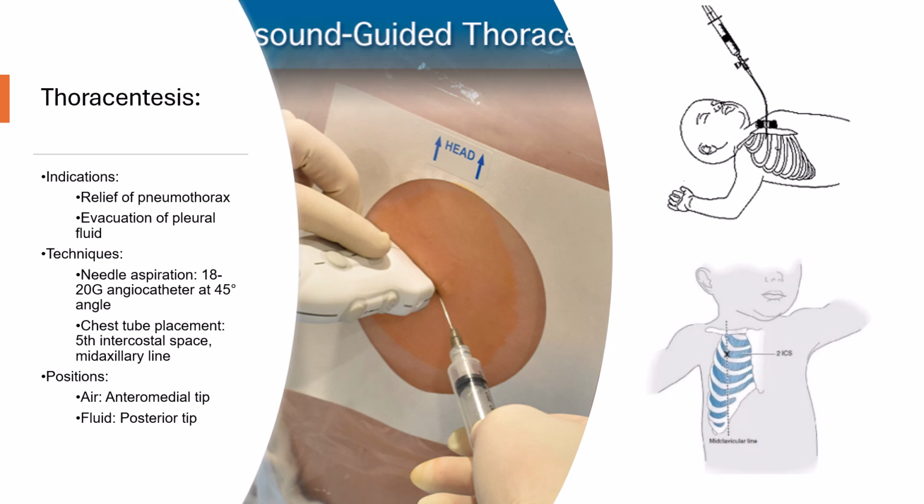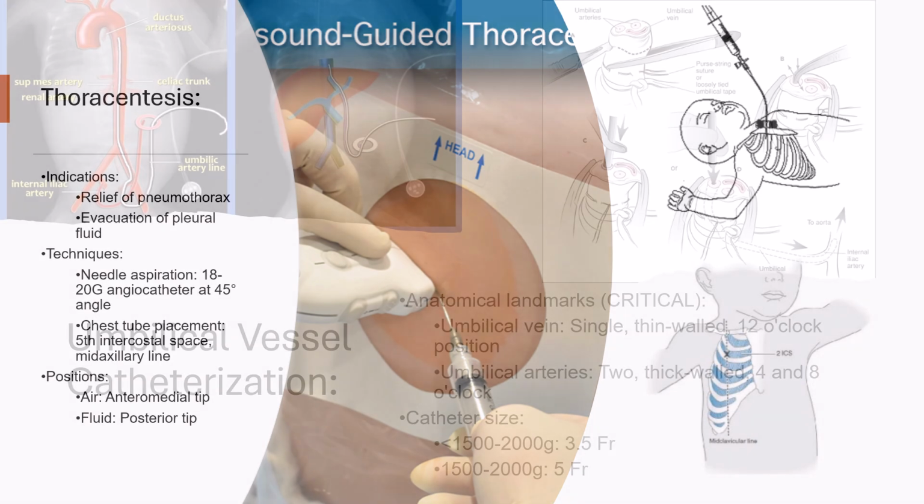For chest tube placement, the most common site is the 5th intercostal space at the mid-axillary line. Position the infant with the affected side elevated 60 to 75 degrees from the bed to allow air to rise for easier aspiration. For air collections, position the tip anteromedial. For fluid collections, position the tip posteriorly. The exam may ask you questions asking to identify the landmarks or equipment needed for this procedure.